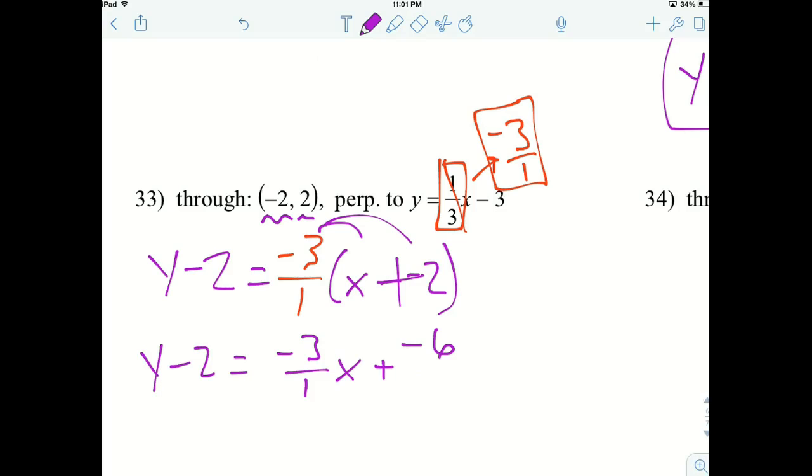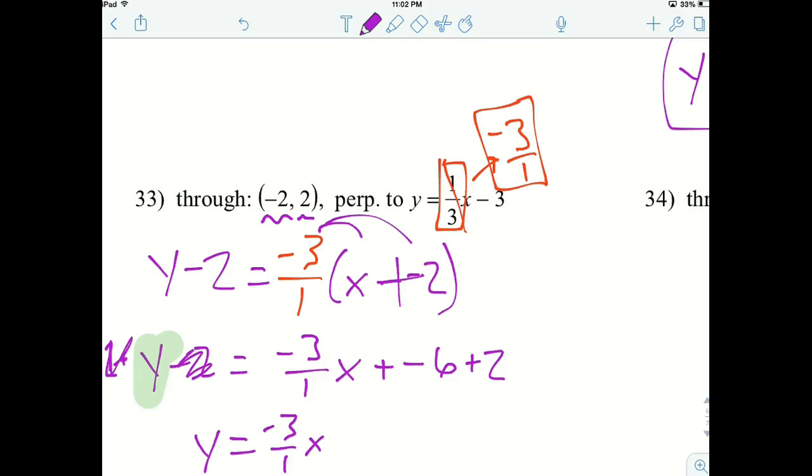And I'm moving on to the final step. I need to get my y alone. I need to add a +2 to both sides. And when I do that, I get those to reduce away, leaving me with y equals -3/1x. And these, like terms, will combine to -4. So it leaves me with that.